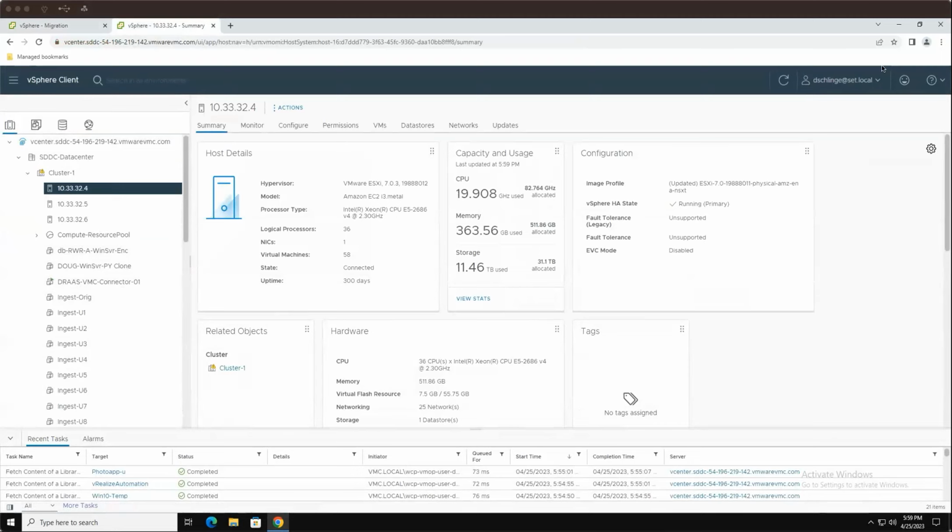Yeah, so this is now my little showcase about what VMC is doing, what the deployment is, what HCX can do, and how easy you can manage it.